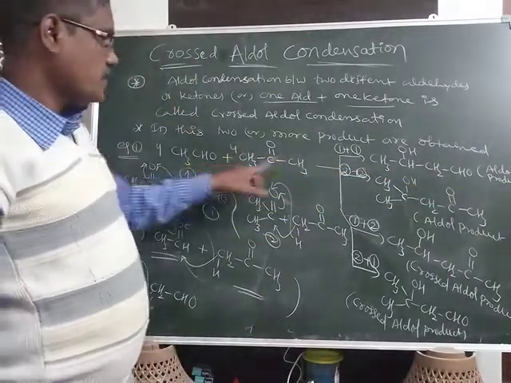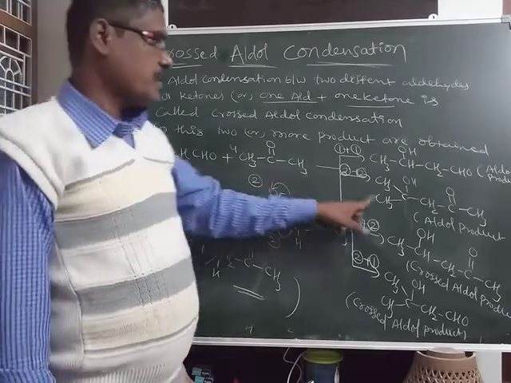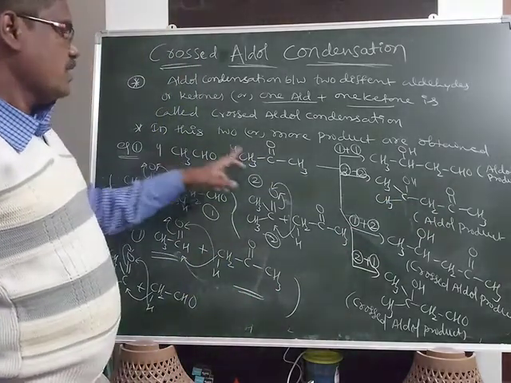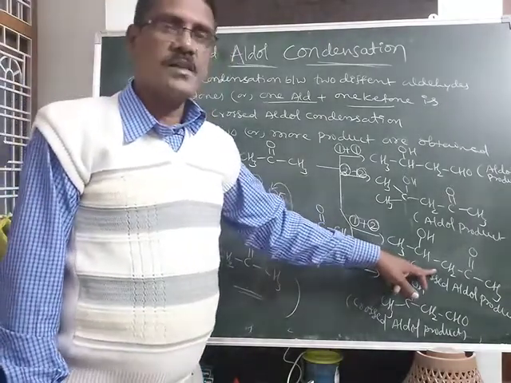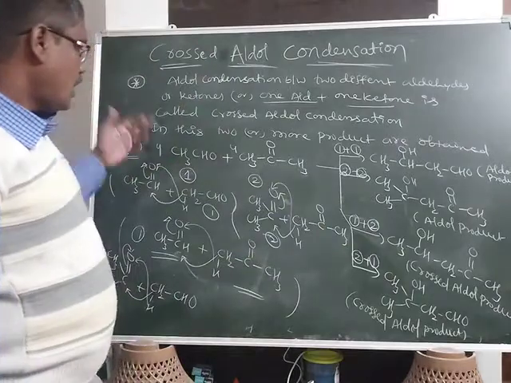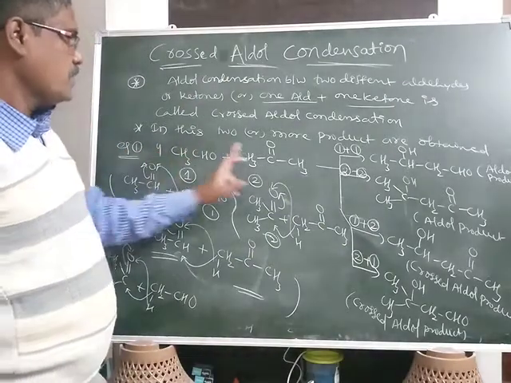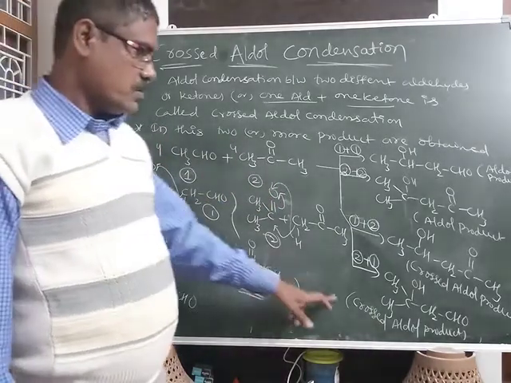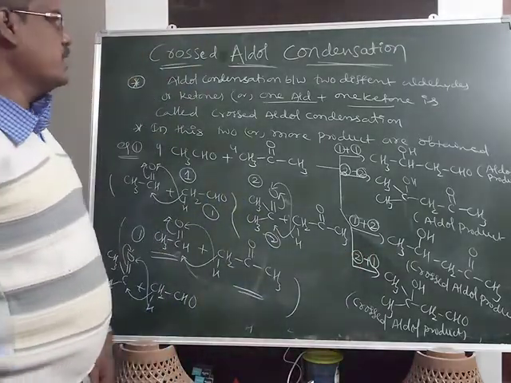In this 4 moles, 1 plus 1 is giving this product. And 1 plus 1, 1 mole of this acetone is giving this one. And 1 mole of acetaldehyde and 1 mole of acetone is giving this crossed aldol product. After completion of 3 moles, the remaining 1 mole of acetone and 1 mole of acetaldehyde combine to form this one. So this is called crossed aldol condensation.